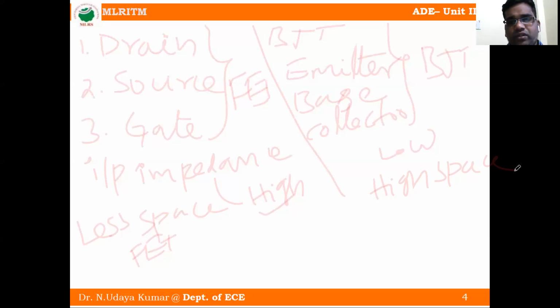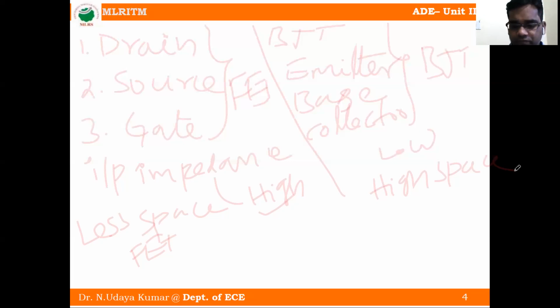So first we will see FETs are of two types. One is JFET, another one is MOSFET. We will see JFET first. JFET is nothing but junction FET. Depending upon the majority carriers, JFET can be classified into two types: N-channel JFET and P-channel JFET. In N-channel JFET, electrons are the majority charge carriers; in P-channel JFET, holes are the majority charge carriers.